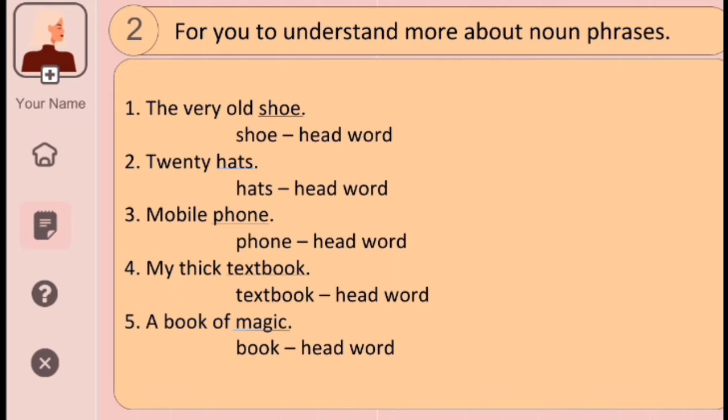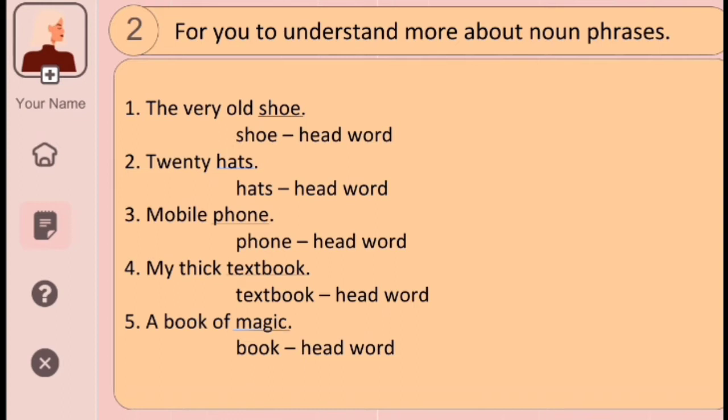Next, my thick textbook is a noun phrase very similar to the first noun phrase I have given a while ago, which is the very old shoe. It has a determiner, my, an adjective, thick, and then the head noun is textbook. And they're all pointing to it. So in number 1, the is the determiner, old is the adjective, and very is describing old, or as it comes, modifying old, the noun itself, shoe.